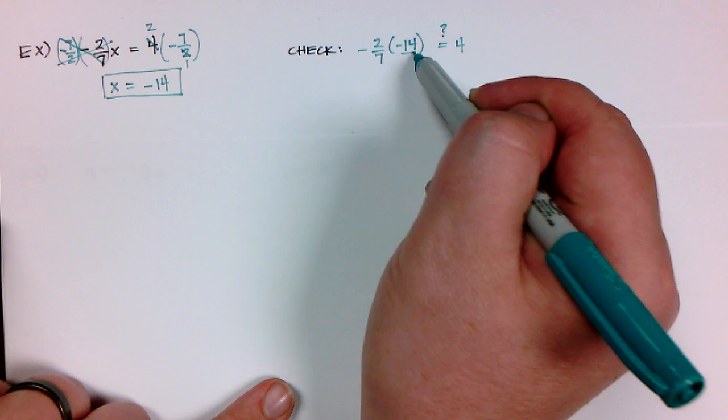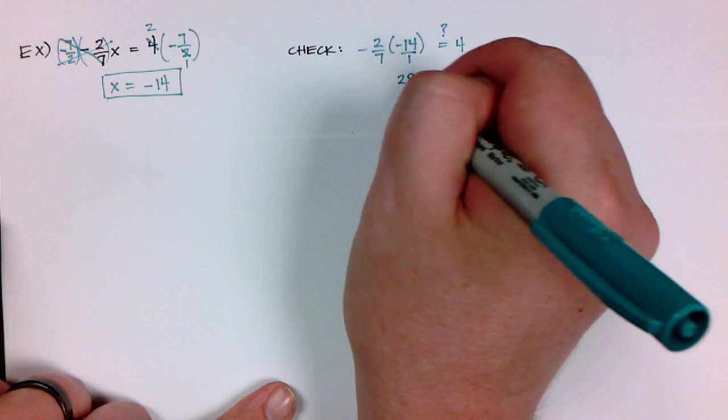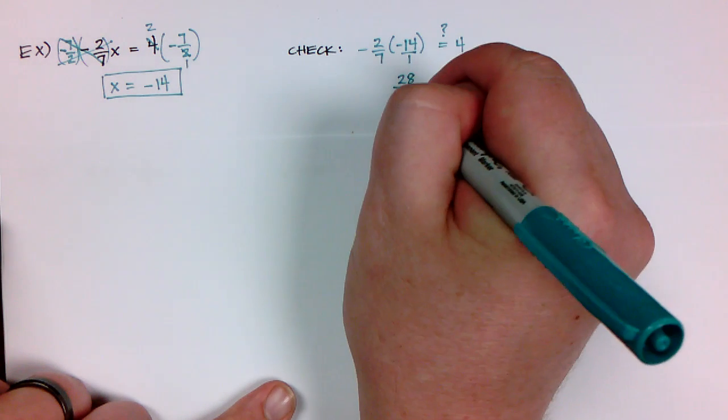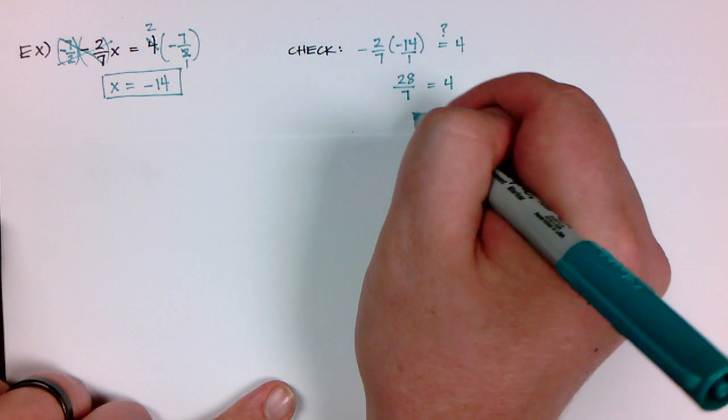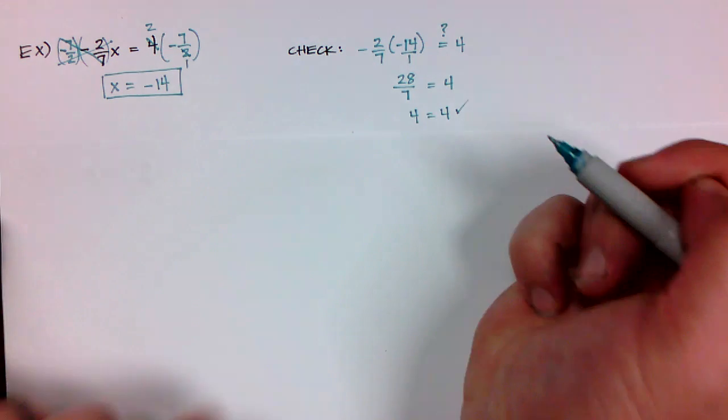So really this is over 1. So negative 2 times negative 14 is 28. On the bottom, 7 times 1 is 7. And 28 divided by 7 is 4. 4 equals 4. I'm good to go.